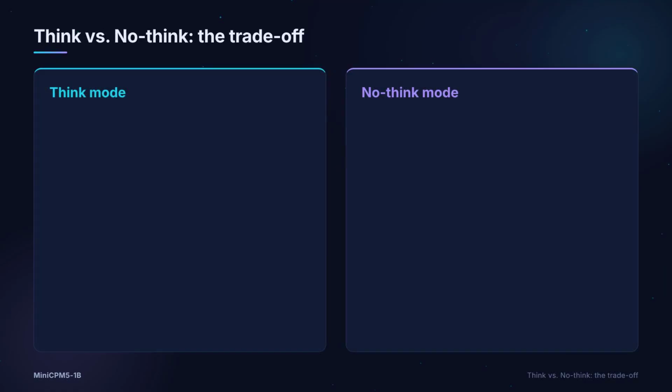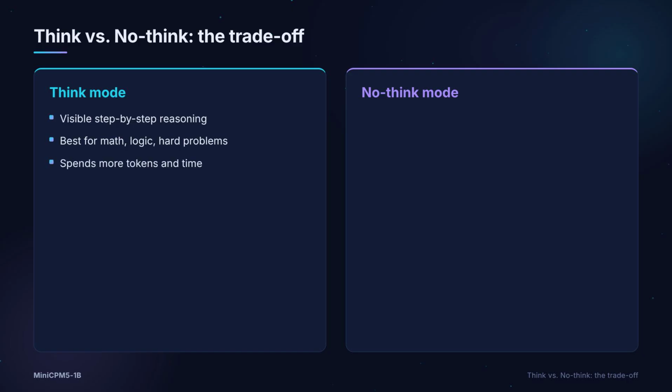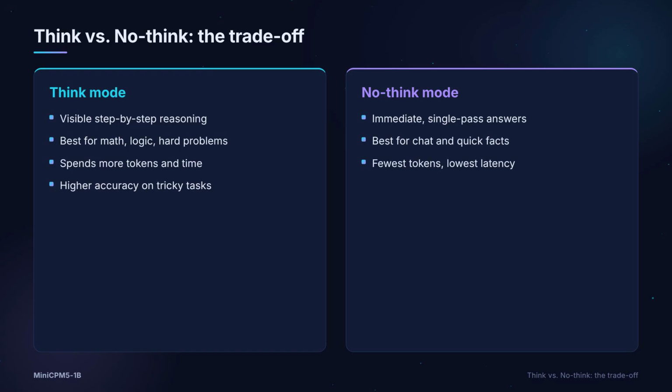Before we install anything, let's make the central trade-off concrete, because you'll be choosing between these 2 modes constantly. Think mode produces a visible chain of reasoning. It is the right choice for math, logic, and hard multi-step problems, and it earns higher accuracy on tricky tasks, but it spends more tokens and takes more time. No think mode answers immediately in a single pass. It is the right choice for chat and quick factual questions, where it gives you the fewest tokens and the lowest latency for a snappy assistant experience. Same model, same memory. You simply pick the behavior that fits the task.